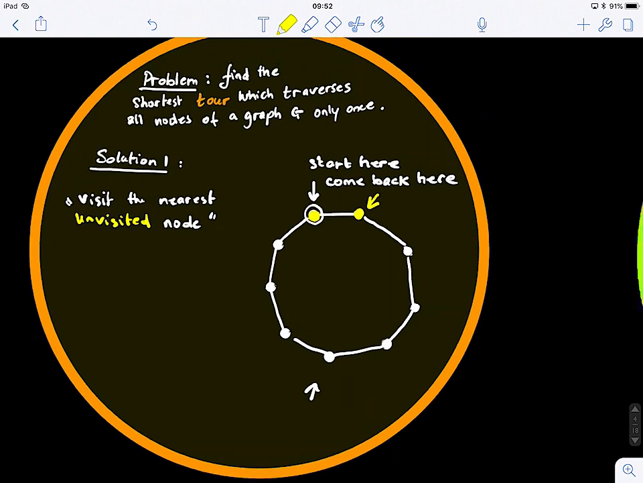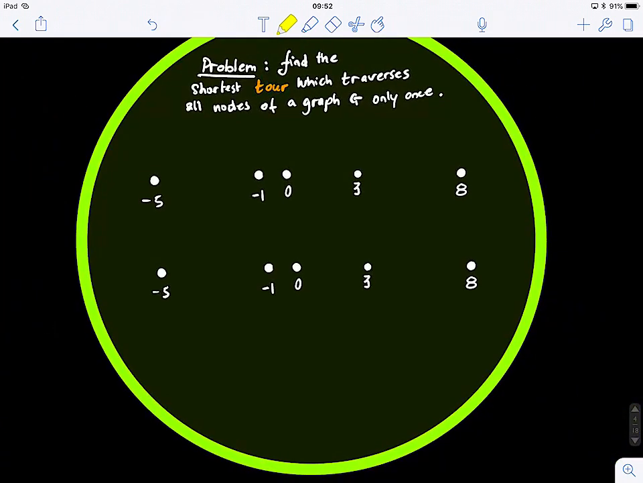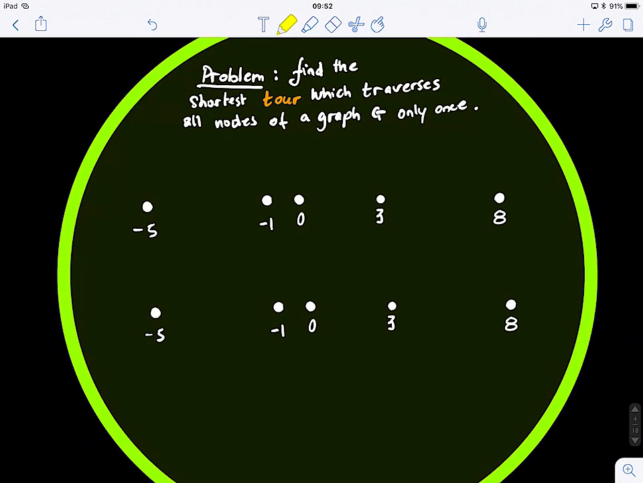Now let's look at this scenario. So I have another graph right here, and I'm going to apply the same solution. Okay, try to find the shortest path. So you guys can see my graph is centered at zero. These are the different distances, and I'm gonna walk to the nearest unvisited neighbor. So I'll start with this one.